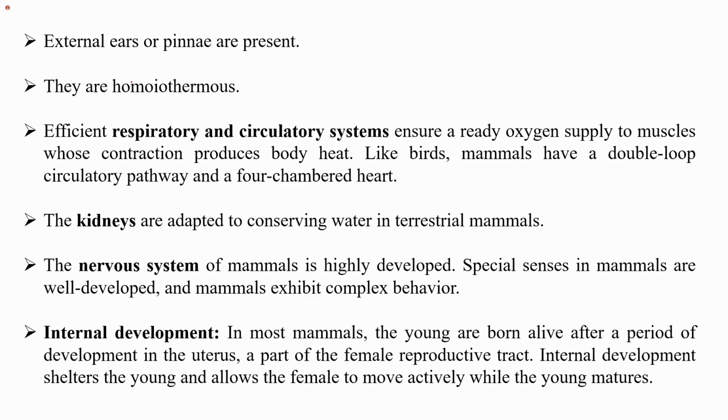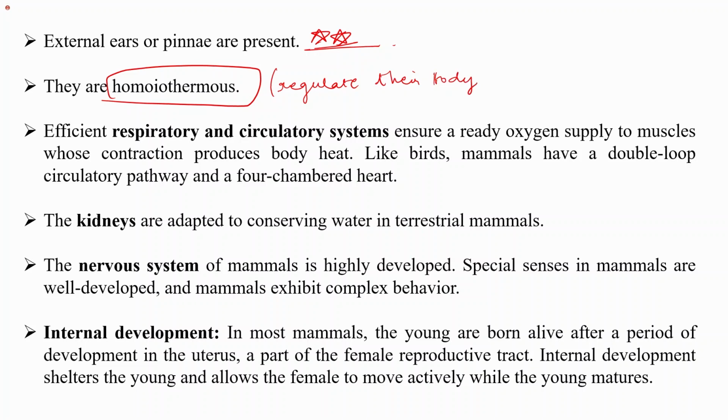Now, as we said, external ears or pinnae are absent in the earlier classes; the external ears or pinnae are present here. They are homeothermous, that is, they can regulate their body temperature. Their body temperature is constant. For example, in humans, it is around 37 degrees centigrade. So their body temperature is constant.